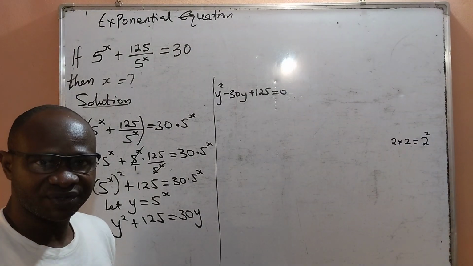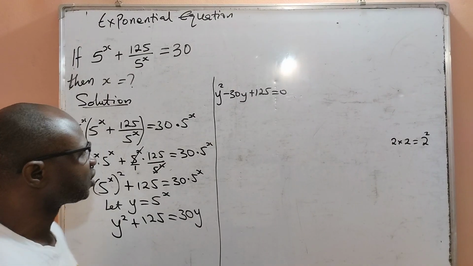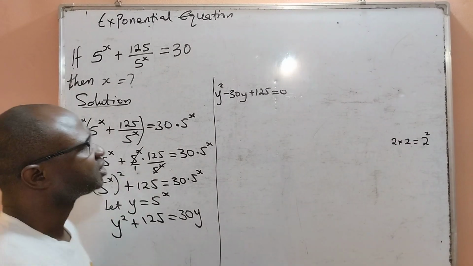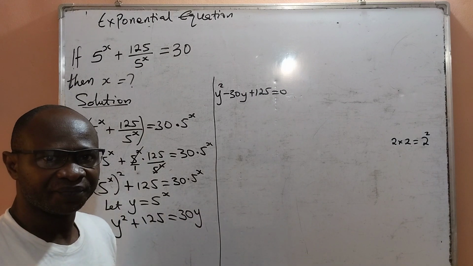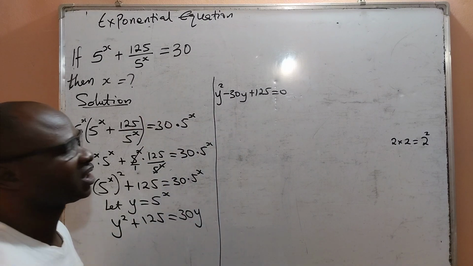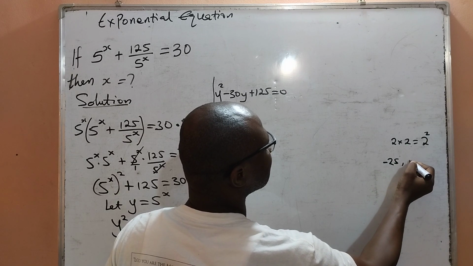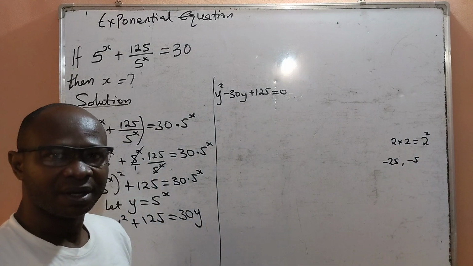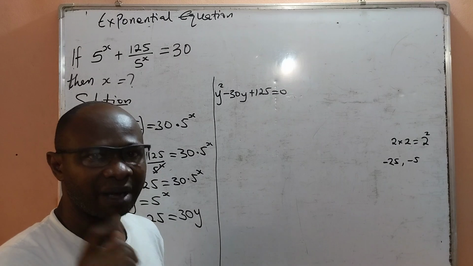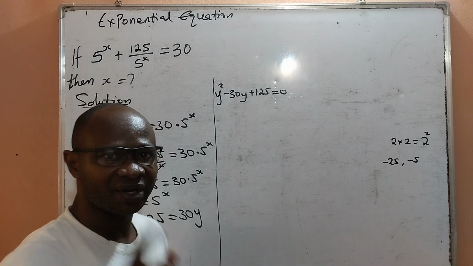Going by one of the methods of quadratic equation, and preferably let us go by the factorization method because it is factorizable. So I will look for two numbers that multiply to get plus 125, and that same two numbers, if I add them, I will get minus 30. Okay? The two numbers can be minus 25 and minus 5. The reason is because minus 25 times minus 5 will give me plus 125, but minus 25 plus minus 5 will give me minus 30.